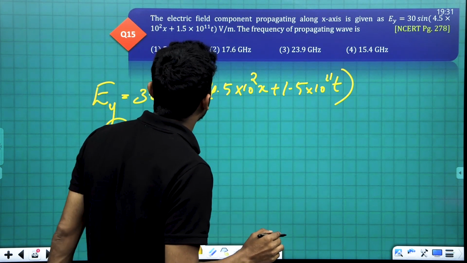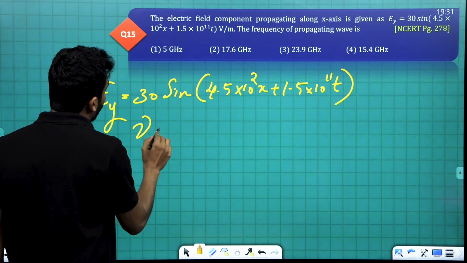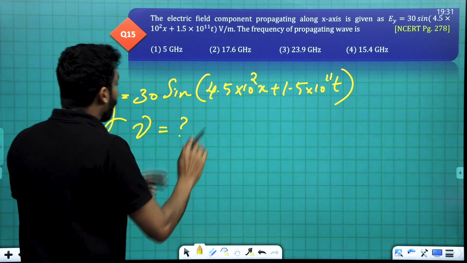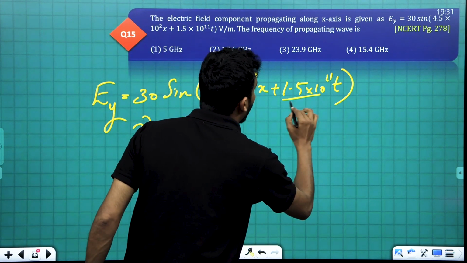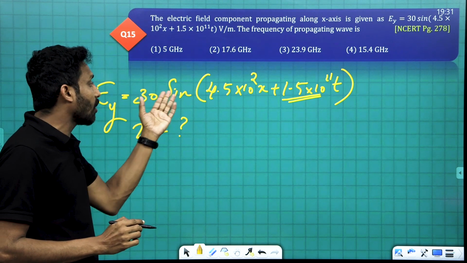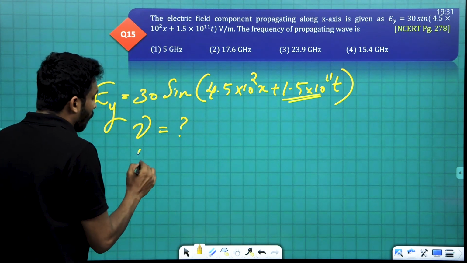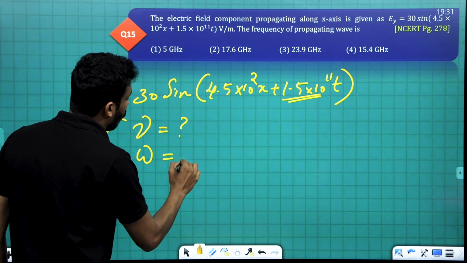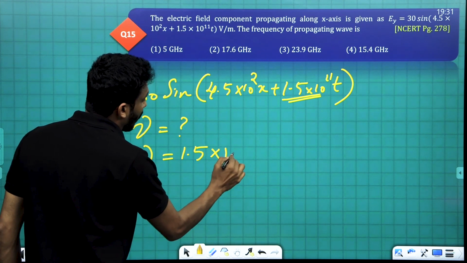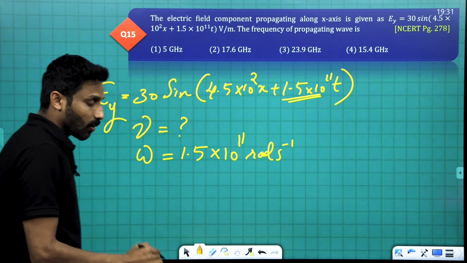The frequency of the propagating wave is asked. From this, we get the omega value. We have the standard formula Ey is equal to E naught into sine of kx plus omega t. So we get the omega value 1.5 into 10 power 11 rad per second, isn't it? And what is omega?